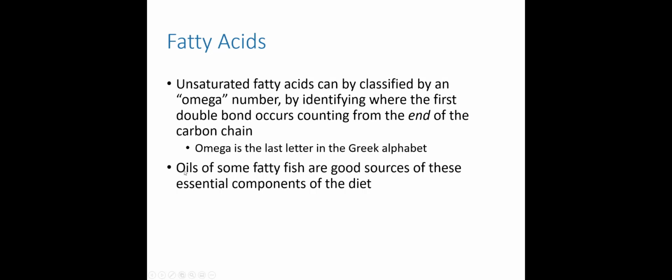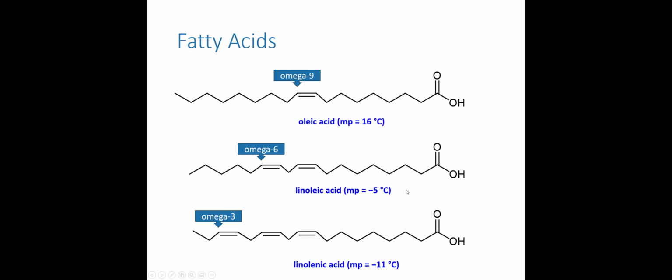We need these in our diets to a certain extent, and a lot of them come from fatty fish. So let's take a look at 3 of these. Oleic acid, which I showed you just a moment ago, is an omega-9 fatty acid. 9 because if we count from the end of the chain, 1, 2, 3, 4, 5, 6, 7, 8, 9, that would be the 9th carbon is where this double bond begins.